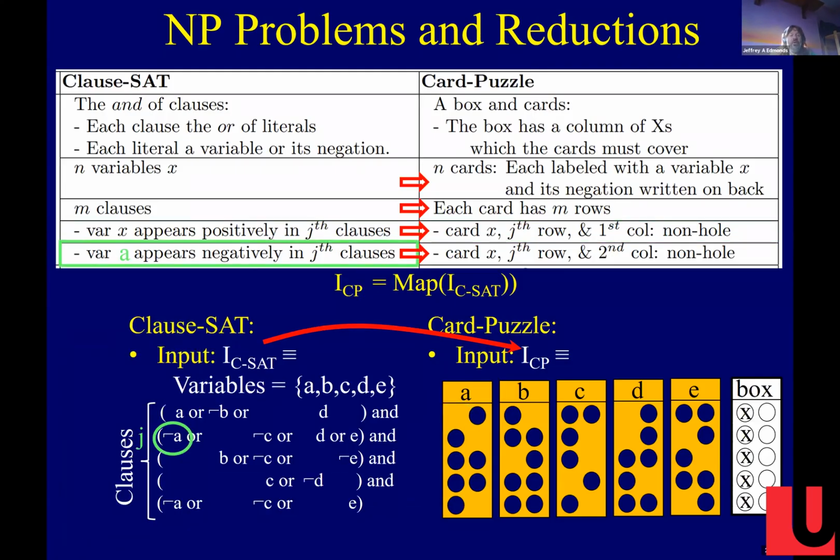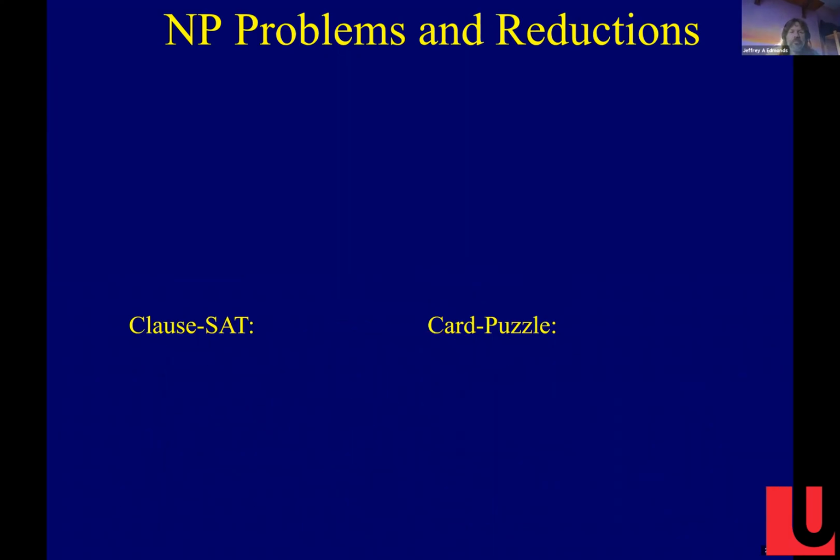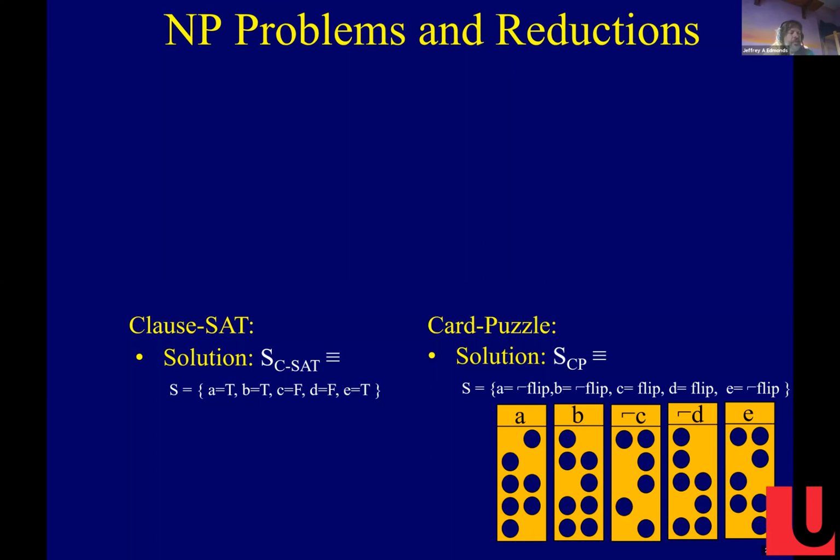Right? Now let's look at the second clause. It has a not A. So in the not A, we will put a non-hole in the right column, right? And why is that? Because if we set the variable to be false, it'll satisfy the clause. And if we flip the card, then the non-hole will go over and cover the X, right? Everybody buy that? Yep. Just go for it.